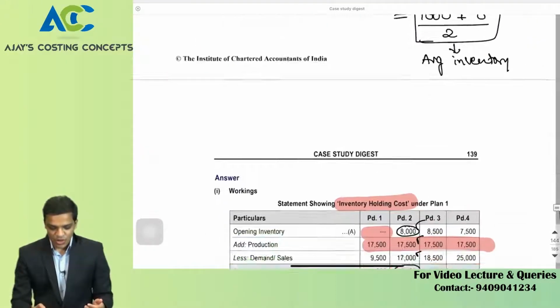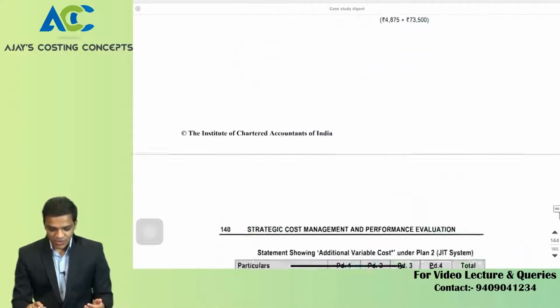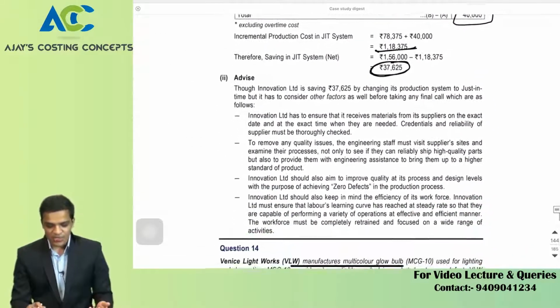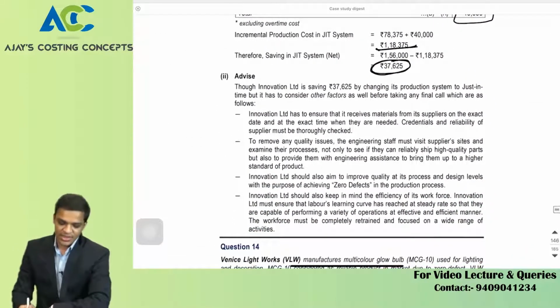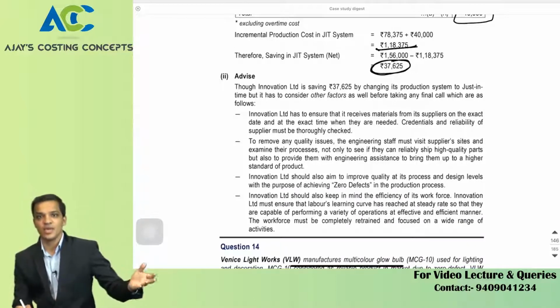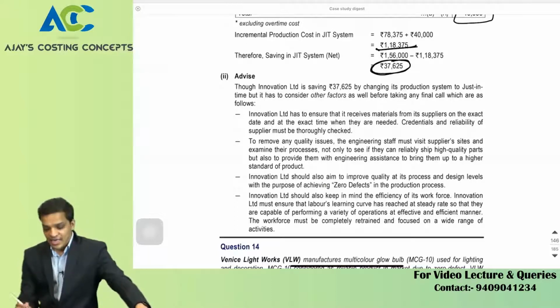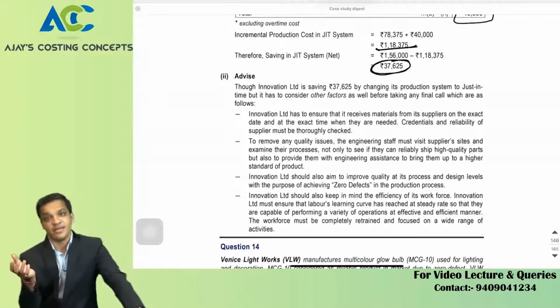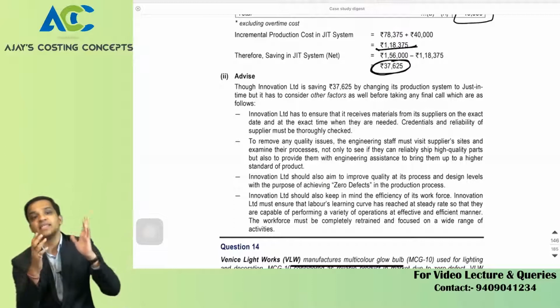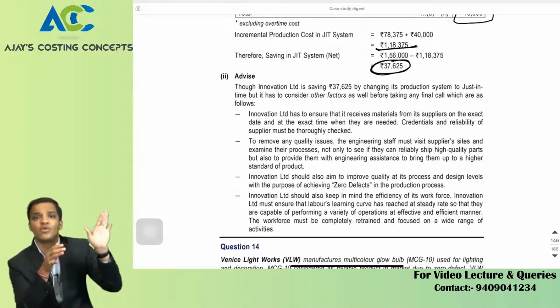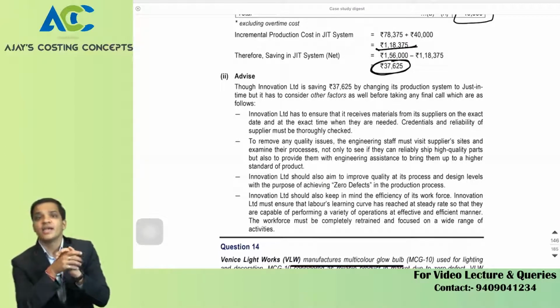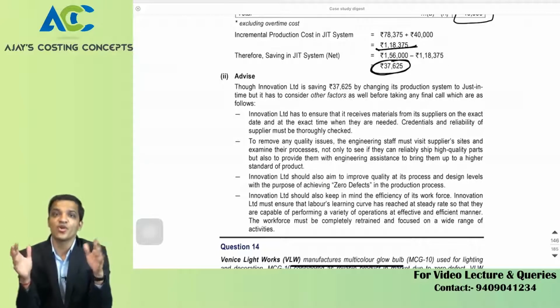Now, as we already know, there is a saving. Right, so what advice would you give? You would advise that due to this saving in just in time, just in time should be considered. But understand, now you are in CA Final. It would have been fine in your school days or Inter to say that as there is a saving in just in time, the company should follow just in time. Here, such advice won't give you full marks.